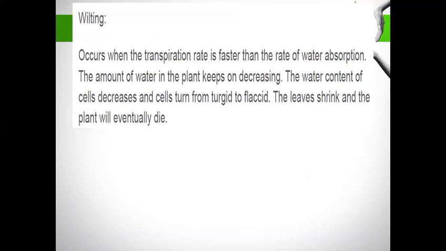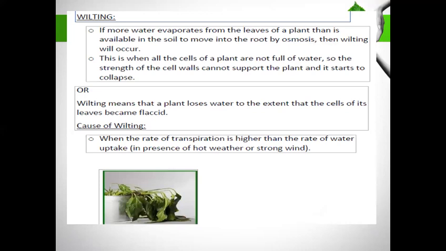Then wilting. What is wilting? Wilting occurs when the transpiration rate is faster than the rate of water absorption. It means that if the uptake of water is less and the loss of water is more, the plant is going to wilt. If more water evaporates from the leaf of a plant than is available in the soil to move into the root by osmosis, the plant wilts. You can see the diagram, how a wilted plant would look.